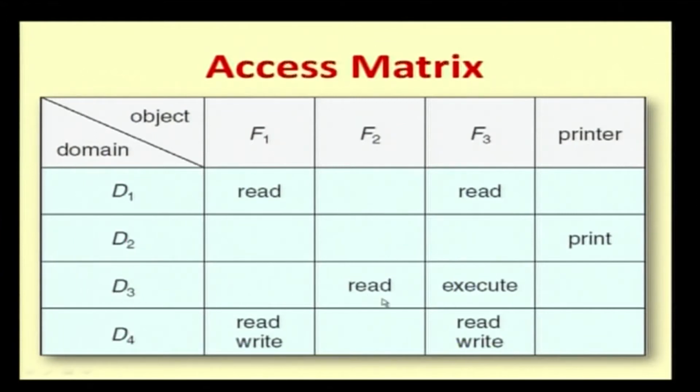Domain 3 has a read operation and an execute or a write operation. Domain 4 has a read and write operation, and in domain 4, in F3, it again has a read and write operation. So this is how an access matrix table is framed, and it says how to access a particular file and how privileges are assigned to a particular user with respect to the file system and the IO devices.